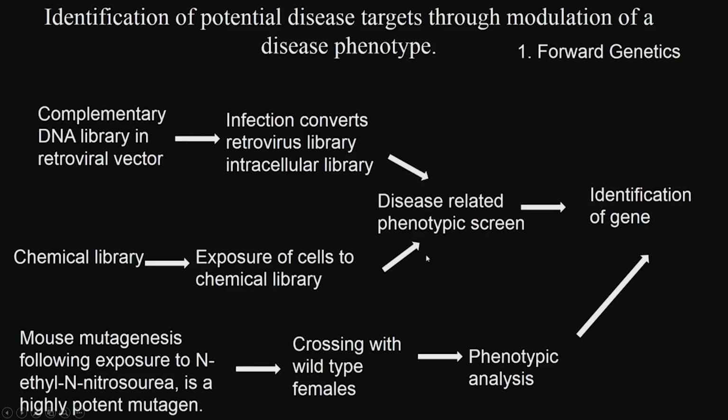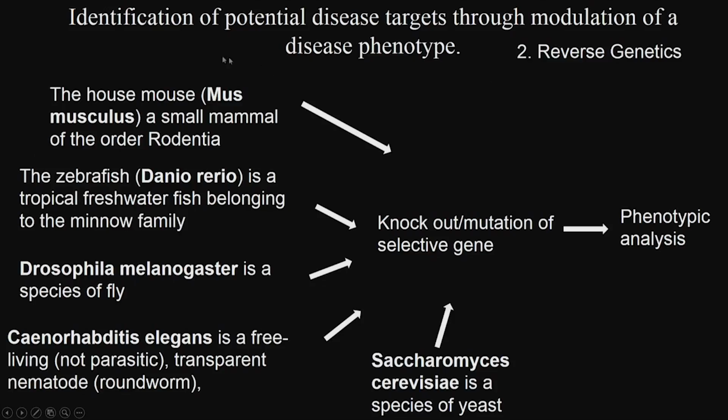So, there are different approaches. One is called the forward genetic approach. The other is called the reverse genetic approach, for identifying potential disease targets through the modulation of a disease phenotype. So, this is also a long winding approach. As you can see, you can test it out on small mammals, zebrafish, Drosophila, C. elegans, yeast, Saccharomyces, and get the phenotypic analysis done.